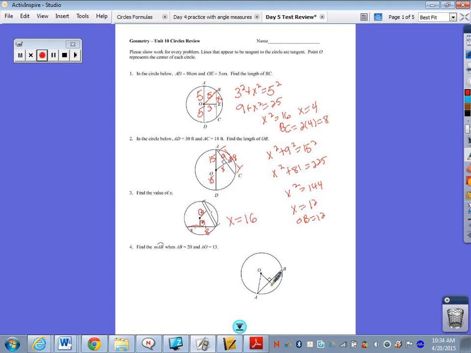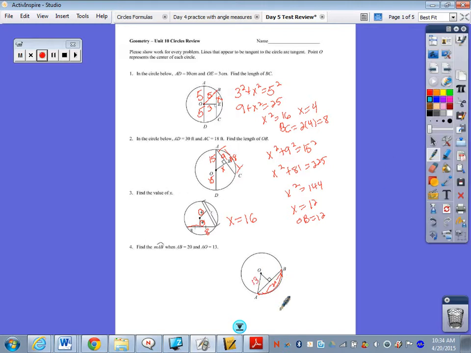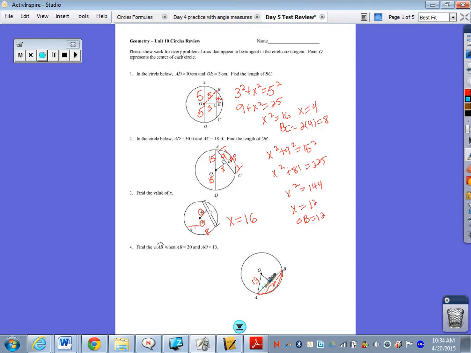For number 4, find the measure of arc AB. So I want to find AB. And they said the length of AB, so if there's nothing on it, that means the length of the chord. So this whole thing is 20, and AO is 13. So again, we have a 90, so that makes this 10 because it's perpendicular.